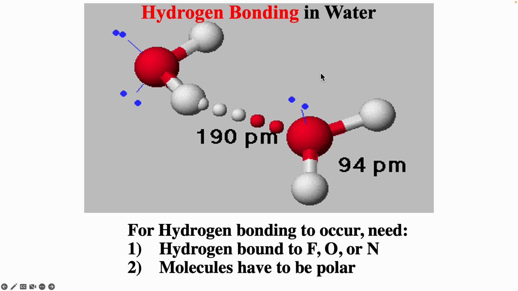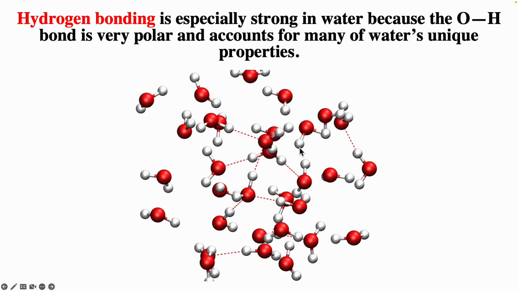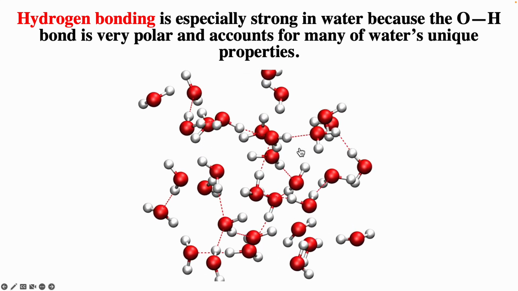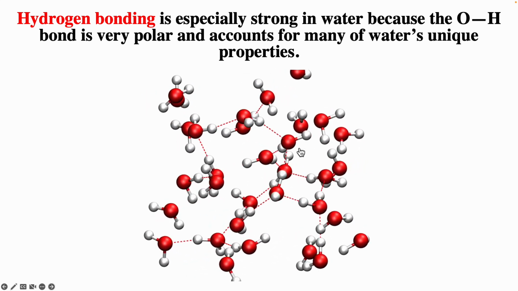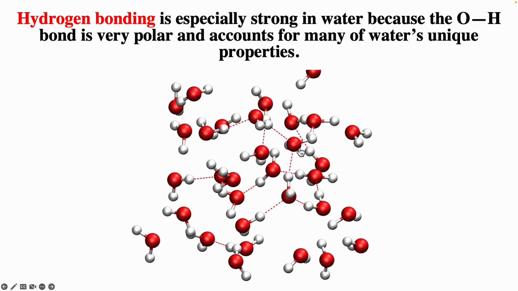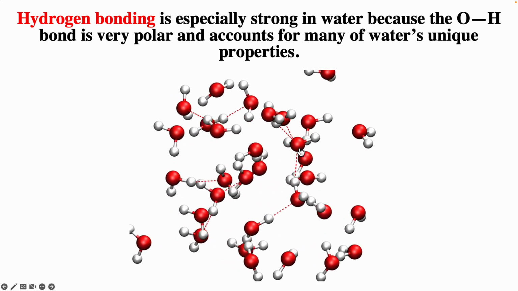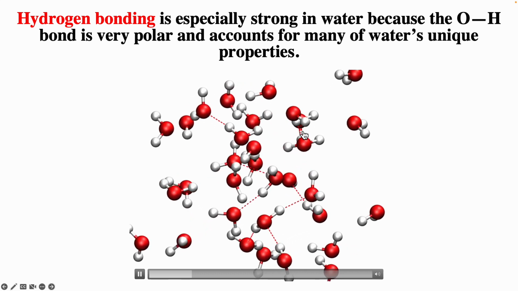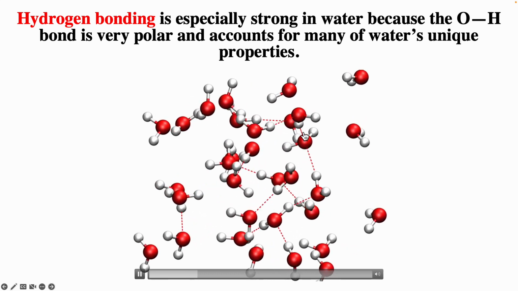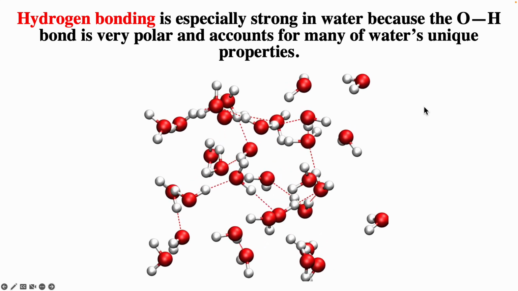And so in water, we have hydrogens bound to oxygen. The molecules are polar. We get hydrogen bonding. The hydrogen bond is about 20 kilojoules per mole, while the OH covalent bond is over 100 kilojoules per mole. Again, the dashed lines represent the electrostatic attraction referred to as hydrogen bonding. It is not a covalent bond.